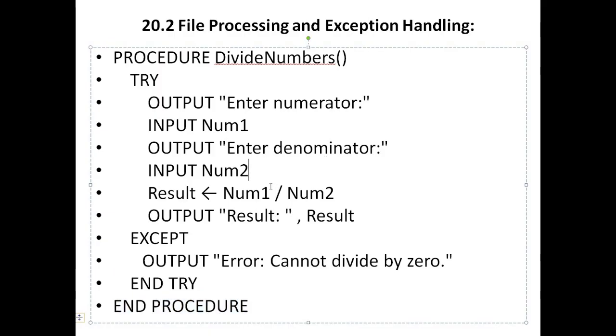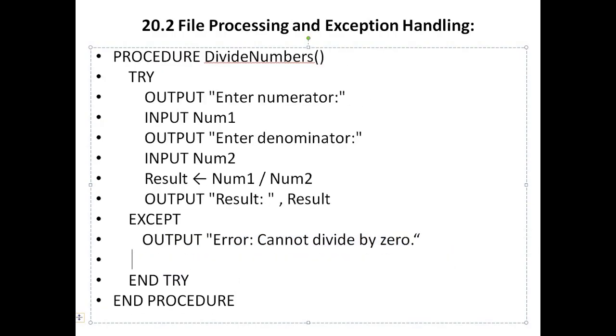But if something goes wrong, like in case of a denominator being 0, then you'll go over here, because then you are simply going to have an error over here. Whenever you try to divide a number by 0, the computer generates an error. You have studied that back in your AS as well. It raises a flag. Output error, cannot divide by 0, and then end try.